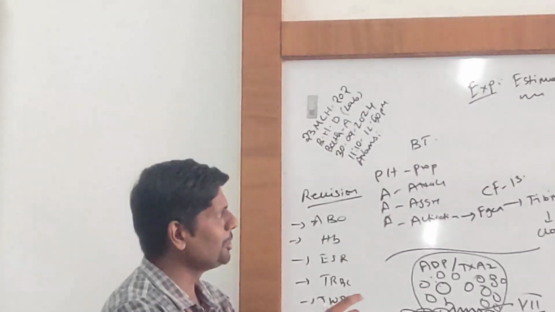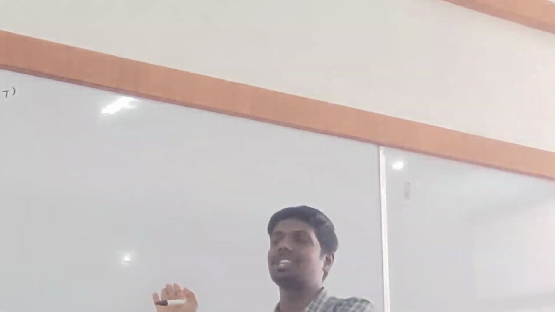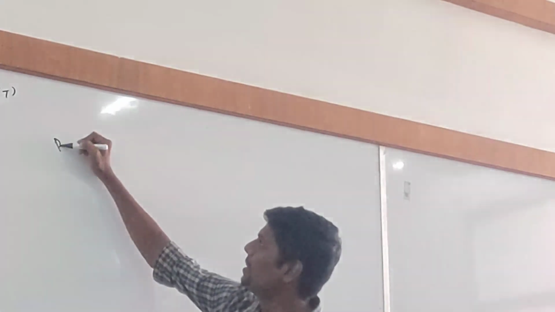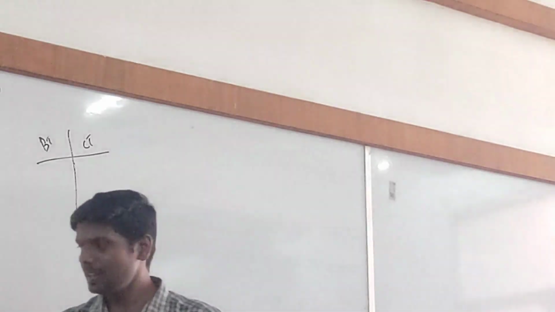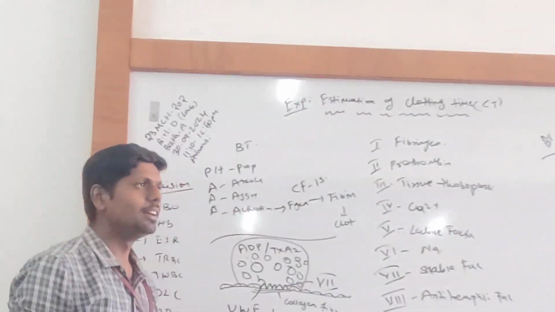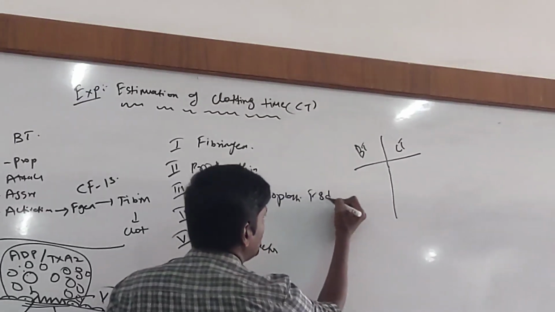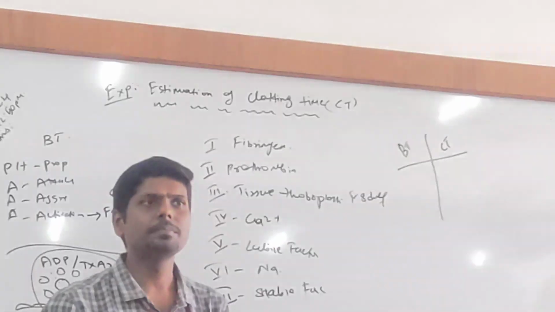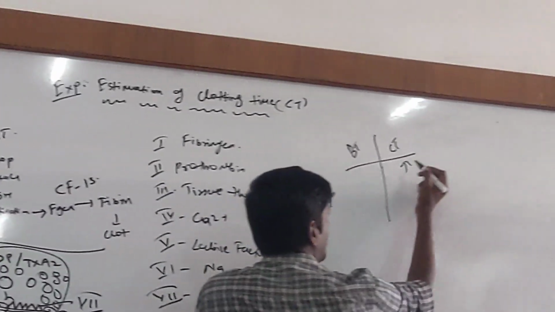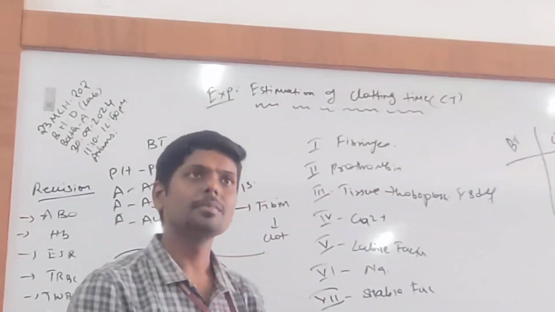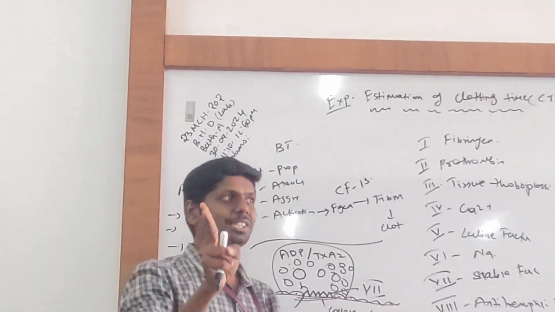I think I need to do one more thing. We need to check both test results simultaneously to understand these variations. I will write here bleeding time versus clotting time results. Now tell me, students, in case of factor 8 deficiency, what happens to the clotting time? It will increase because one of the clotting factors is missing. So clotting time will increase. What happens to the bleeding time? It will also increase. Now, there is a challenging situation. Imagine.